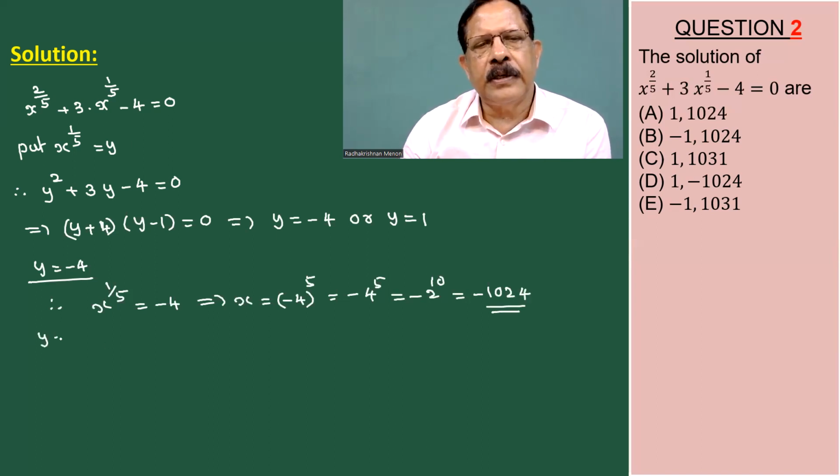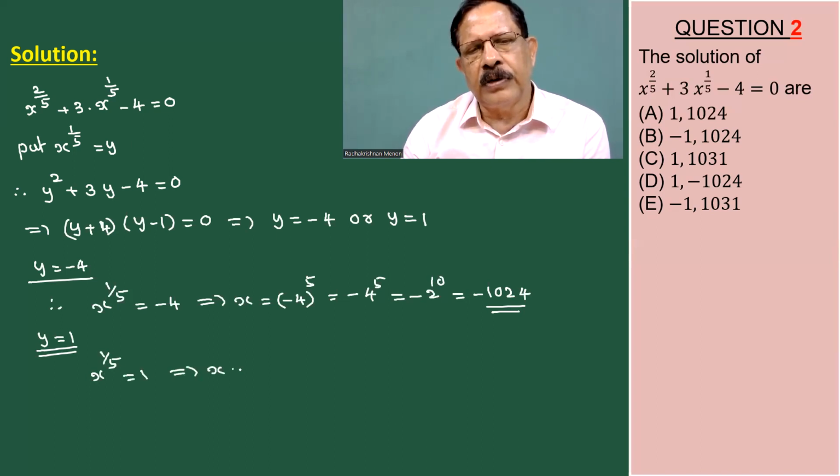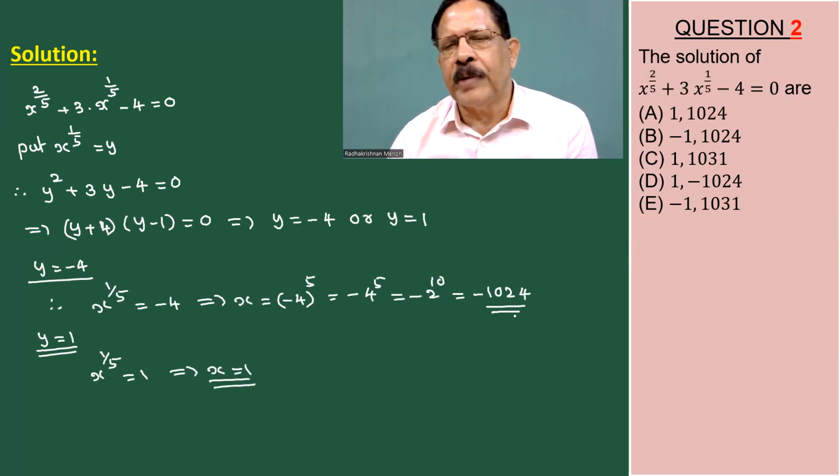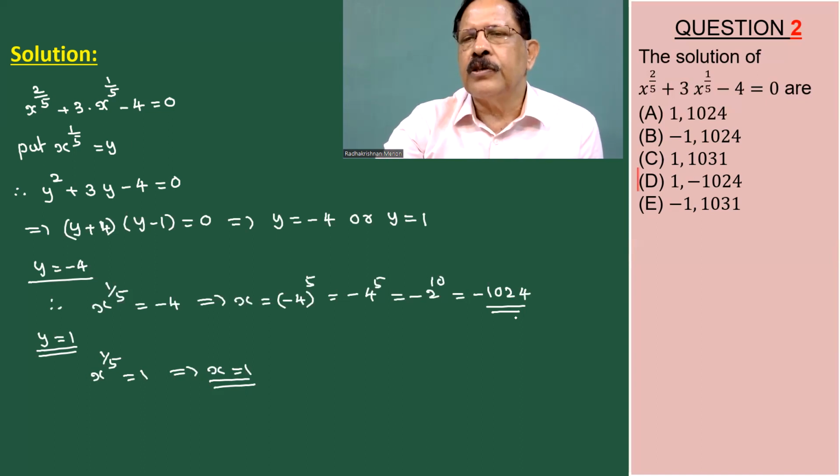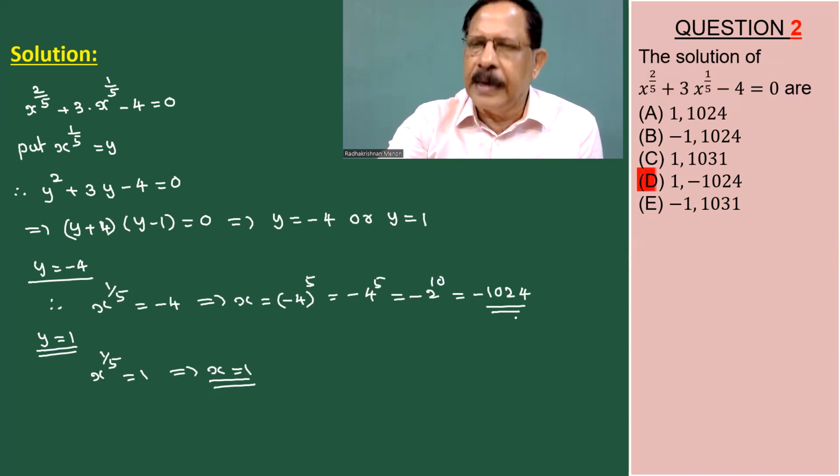Now, y is equal to 1. Second case. When y is equal to 1, x raised to 1 by 5 is equal to 1, which implies x is equal to 1. So x is equal to 1 or x is equal to -1024. So the answer for that question is option D.